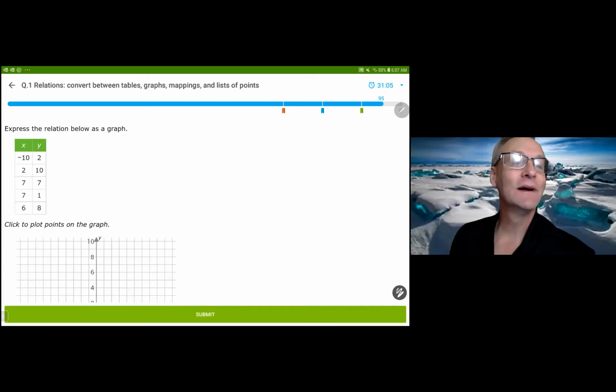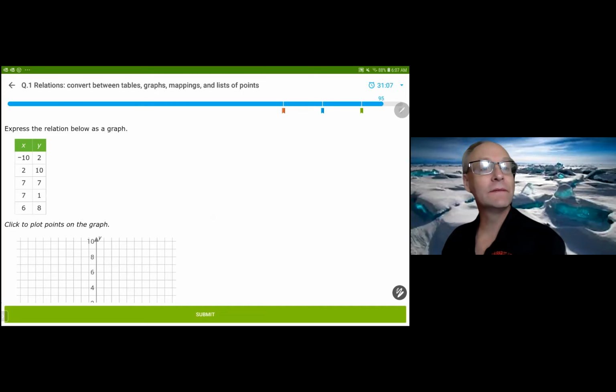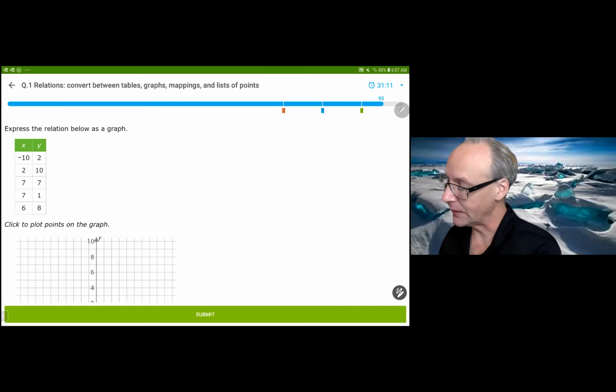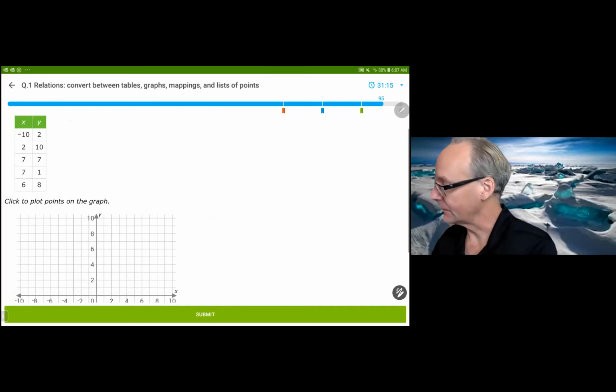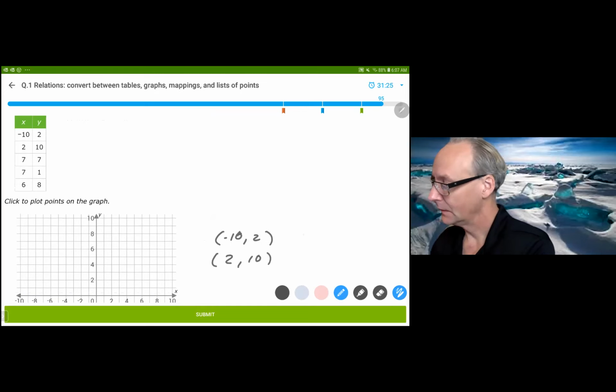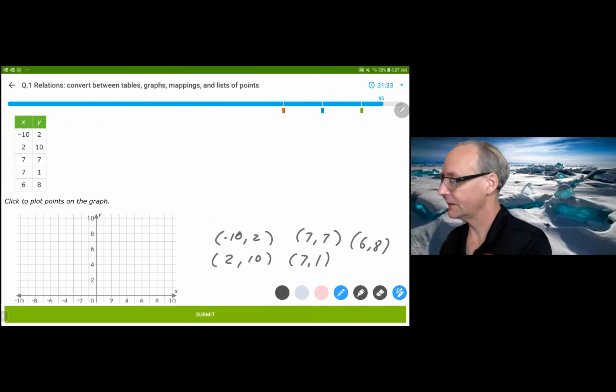Express the relation below as a graph, and it is not a function because of the 7. The 7 is a problem right there. So let's see if we can, looks like I better write them. We'll write them over here. -10, 2, sorry guys, 2, 10, 7, 7. I'm being very patient today.